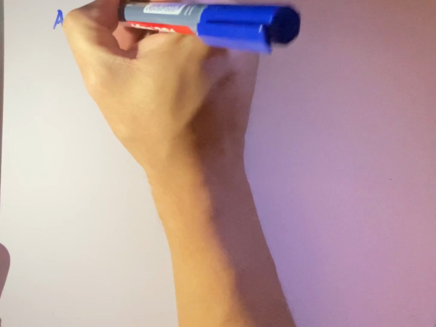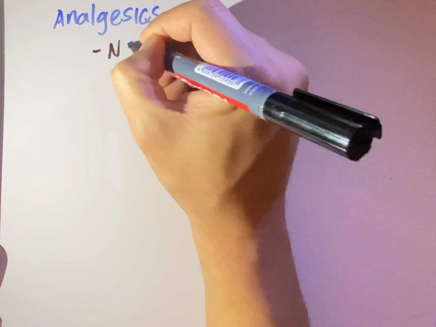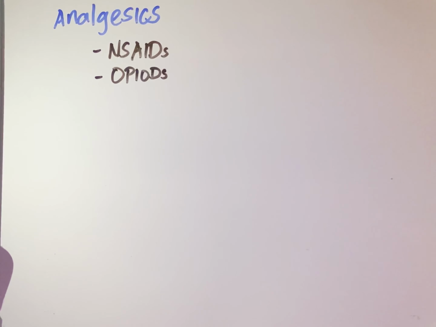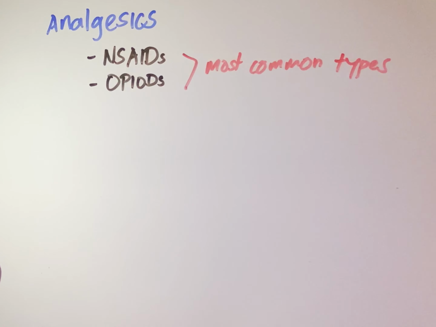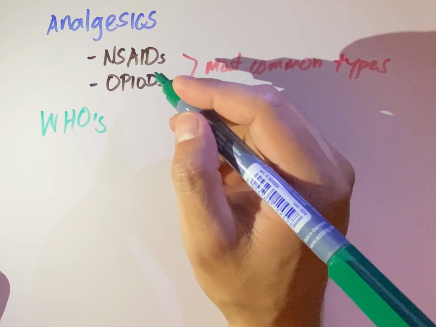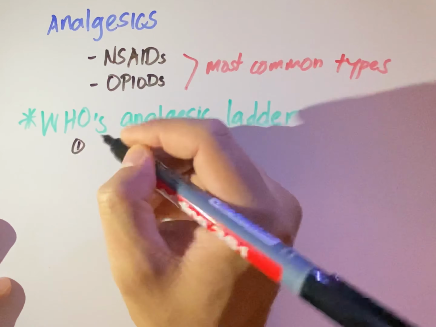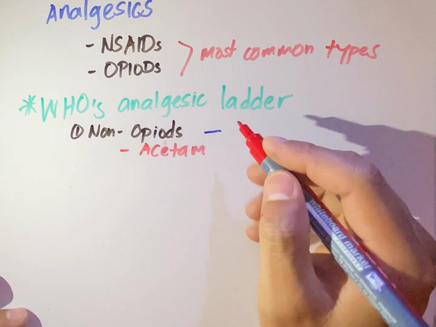All right. There are many different types of medications that have pain relieving properties, and experts tend to group together medications that work in a similar manner. For example, non-steroidal anti-inflammatory drugs, or the NSAIDs, and opioids, or the narcotics, are two of the most common types of pain relievers. But there are many others. Okay. Analgesics are sometimes grouped together based on their potency, or how strong they are.